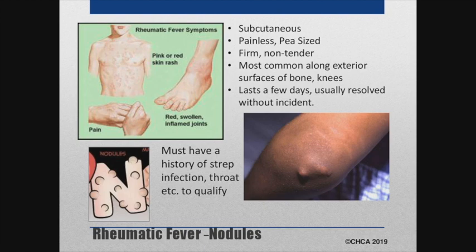These are usually painless, pea-sized. Oftentimes patients may not even recognize them until they're pointed out. They're common along the extensor surface of the bone and knees, last usually only a few days, and resolve without incident. They must have a history of a strep infection, and you can see a couple pictures here of the common areas that they can occur.